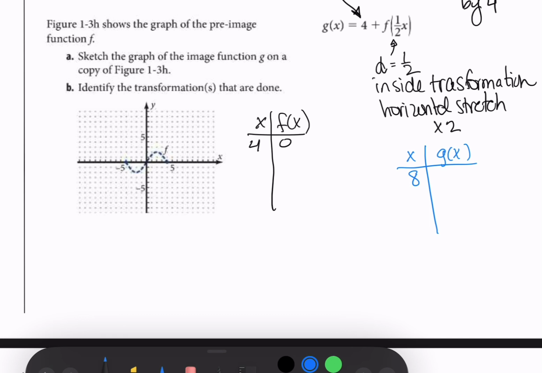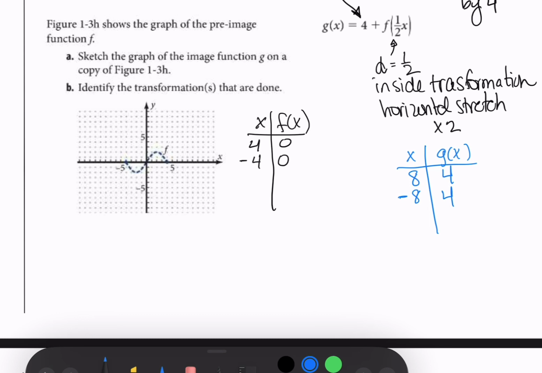However, we need to shift g of x 4 units up. Sorry, we need to shift f of x 4 units up to get g of x. So instead of having an output of 0, we'll have an output of 4. All right, another endpoint here, or another 0, was negative 4, comma 0. And I'm just choosing easy points. Well, if I stretch that input of negative 4 by a factor of 2, I'm going to end up with negative 8. Now at negative 8, you might say to yourself, all right, then I'd have an output of 0. Except that we are performing that vertical translation up 4 units, so you'd really have an output of 4.